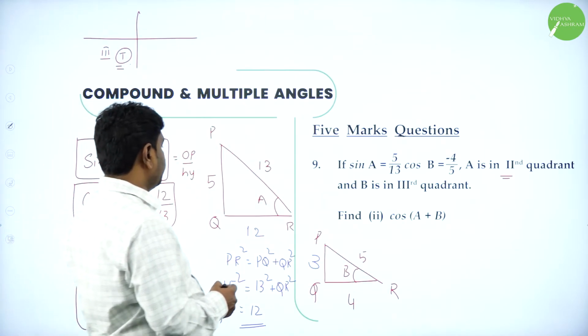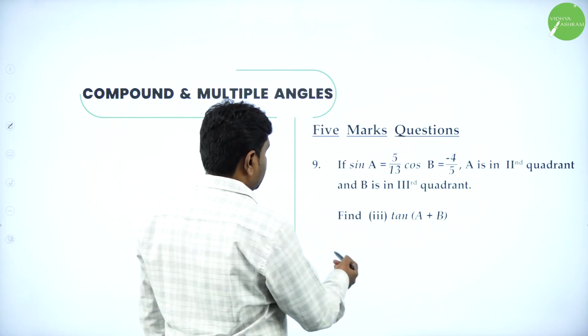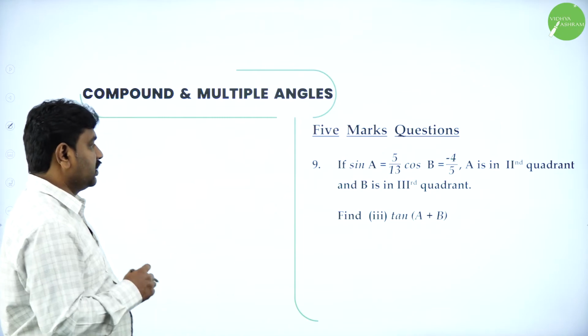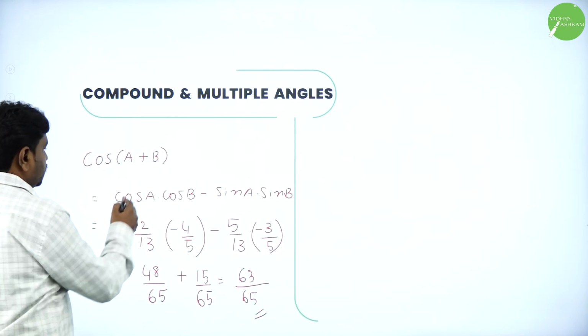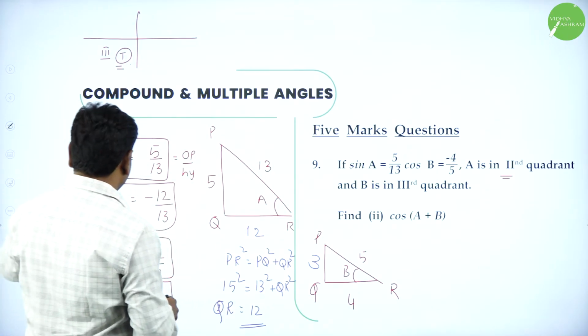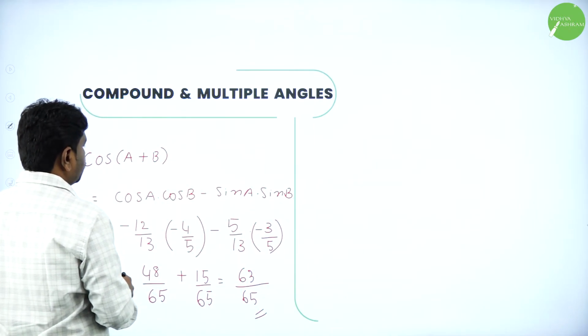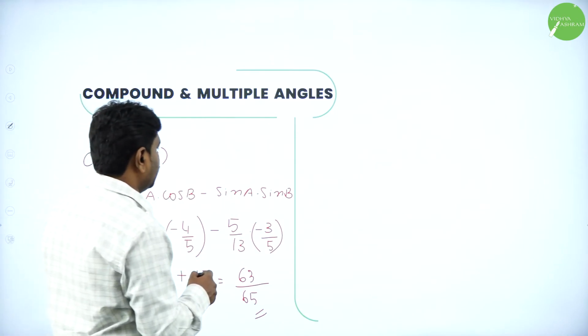Then they want you to find tan of A plus B. Next, tan of A plus B. So first you should find tan. They gave sine and cos. In the last case, sine A by cos A gives you tan A. Sine A by cos A gives you what? Tan A. Or from the triangle you can get the values.